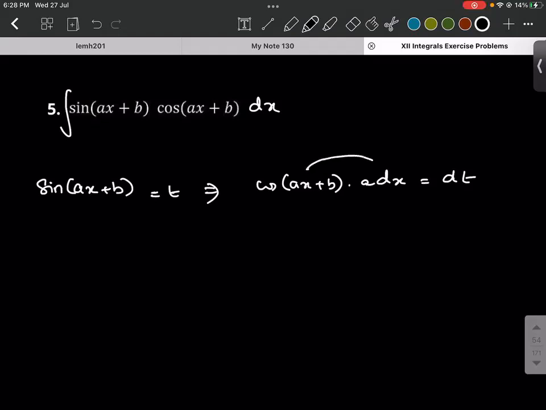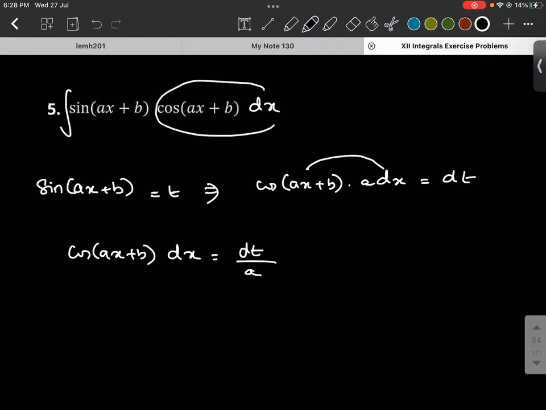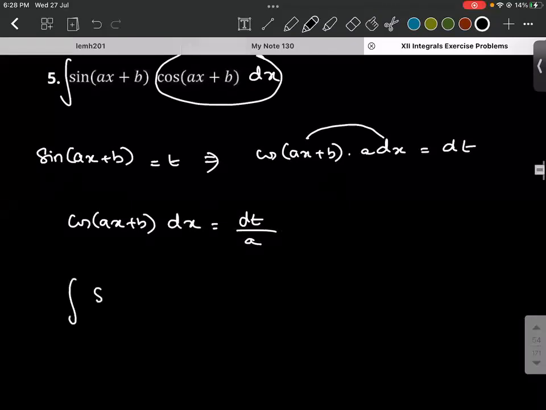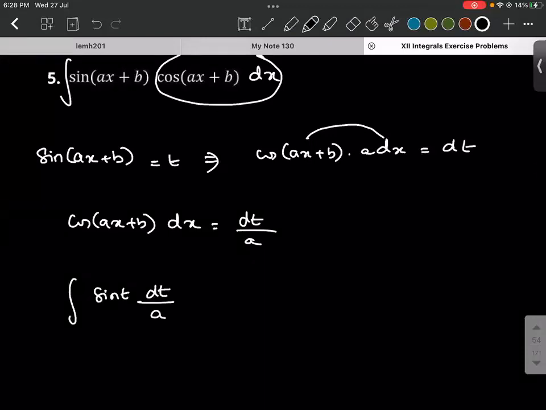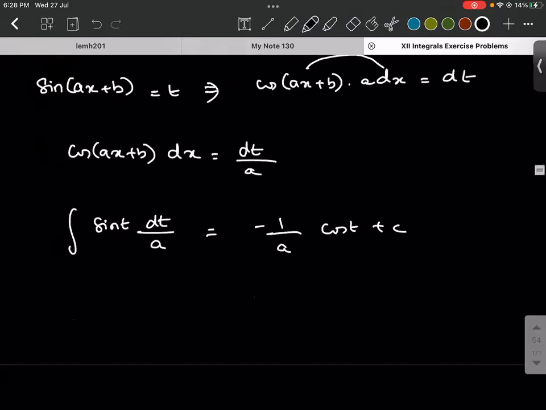So cos of ax plus b into dx is equal to dt divided by a. The integral of sin t into dt divided by a will give me minus 1 by a into cos t plus c. Is that right? So minus 1 by a into cos t is how much? Minus 1 by a into cos of ax plus b plus c. So this will be the answer.